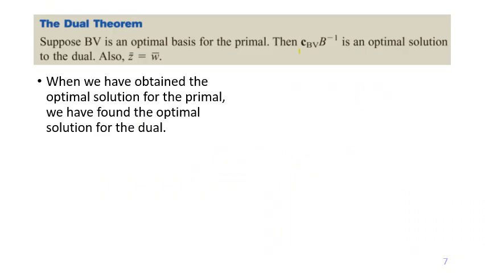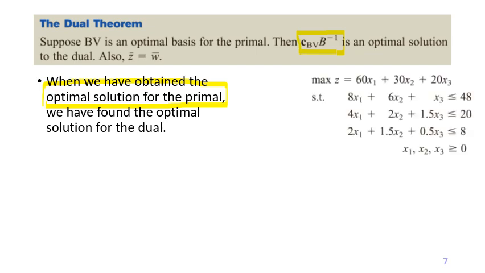Okay, so because CBVB inverse is the optimal solution for the dual, when we have obtained the optimal solution for the primal, imagine that we have obtained the optimal simplex table, we have actually obtained the optimal solution for the dual as well. Why? Because we may read the CBVB inverse from the optimal table for the primal.